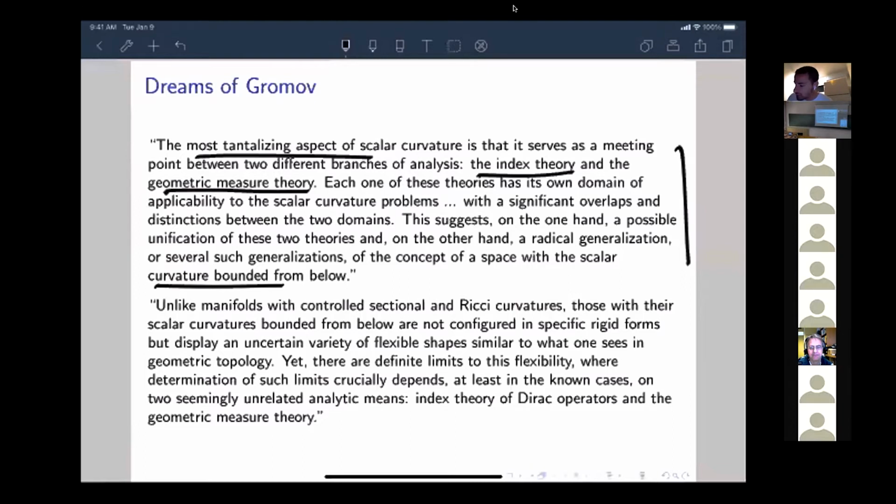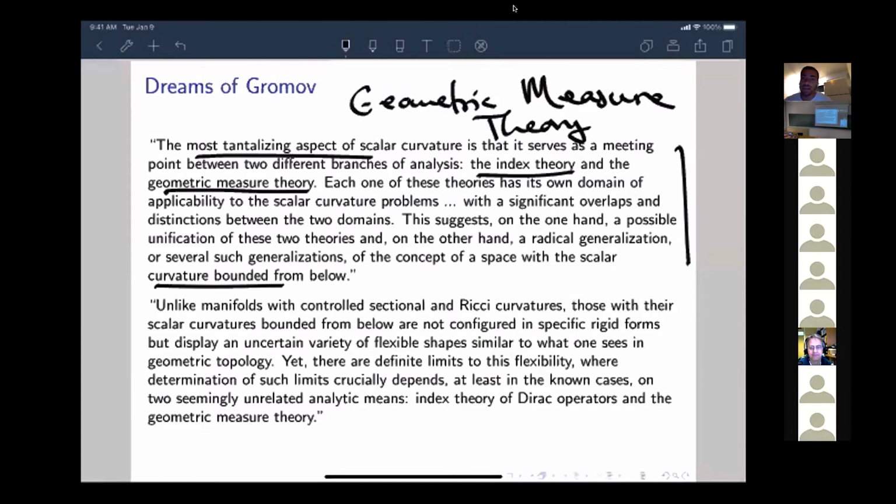So today we'll obviously be focusing on the geometric measure theory aspect of scalar curvature. We won't be talking so much about index theory, but as I will describe, the positive mass theorem also has a proof originally put forward by Witten, which uses index theory. And some of the things that I'll be talking about today have also been approached with index theoretic means, but the results are different, and I'll emphasize that distinction.